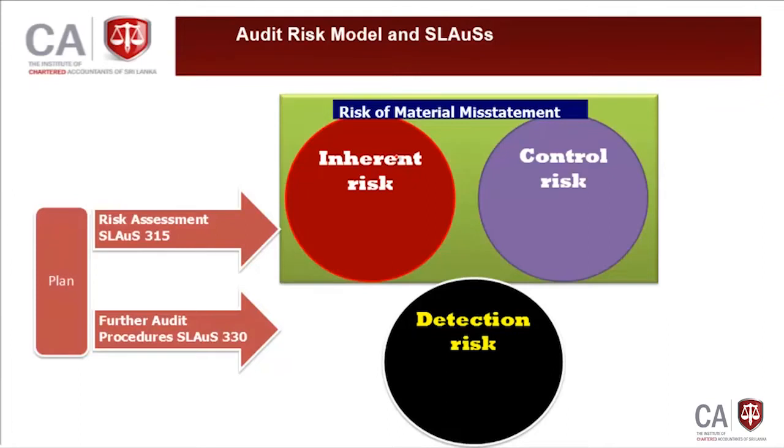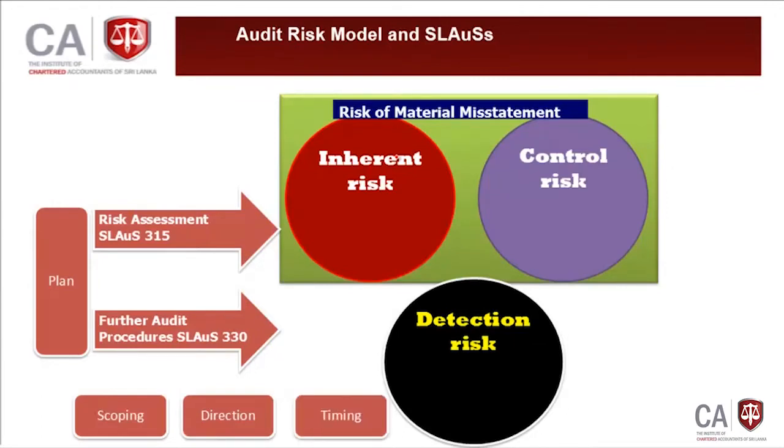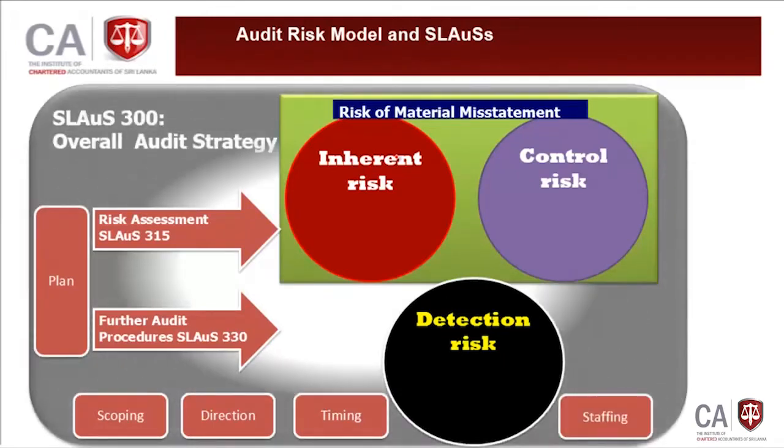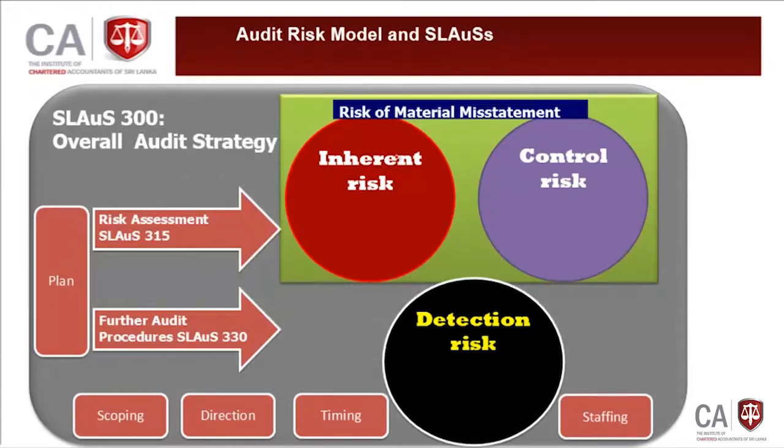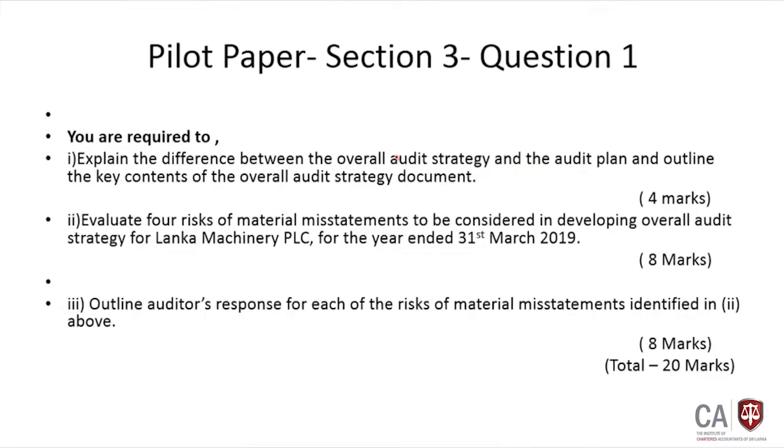Overall, this is an audit plan, but beyond that, the bigger picture, the scope of the audit, the characteristics which determine the scope, direction, high risk areas, materiality, audit approach, timing, whether to do an interim audit or final audit, and meeting reporting deadlines, staffing, this part put together is called the overall audit strategy. So this is the big picture of audit planning. And now you may be excited to see the pilot paper, right.